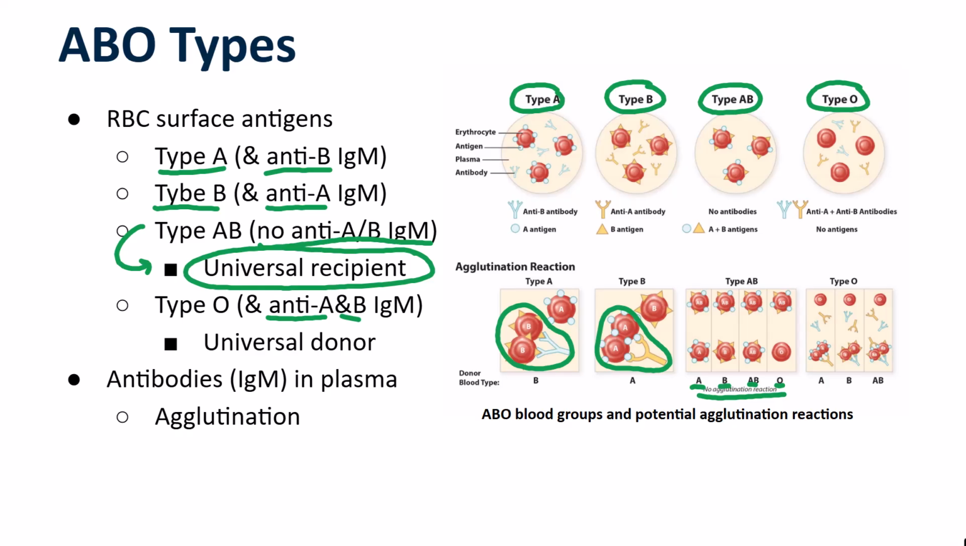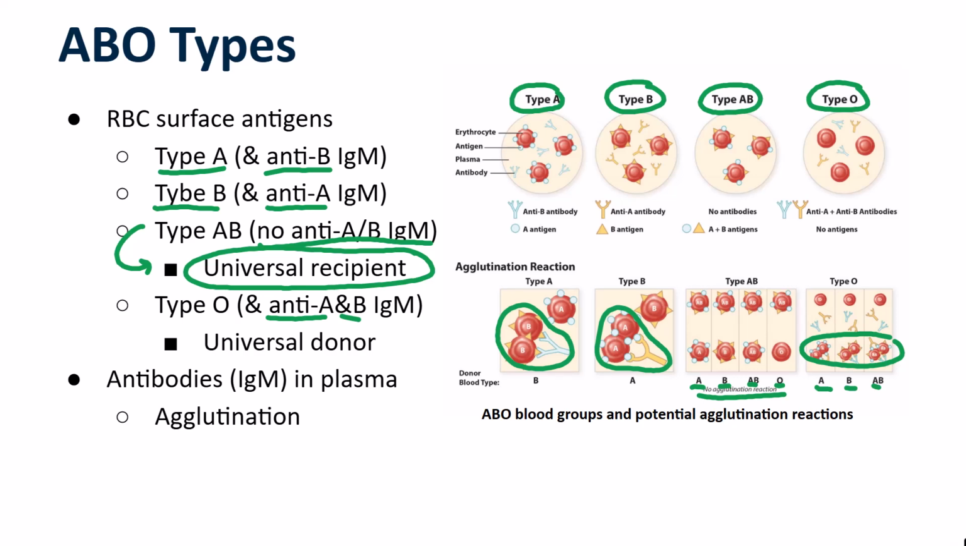Now let's look at someone who has type O. Recall they have both anti-A and anti-B antibodies. So if they receive blood from someone who's type A, B, or AB, that's not going to work out well for them. So someone who is type O can only receive blood from someone else who is type O.